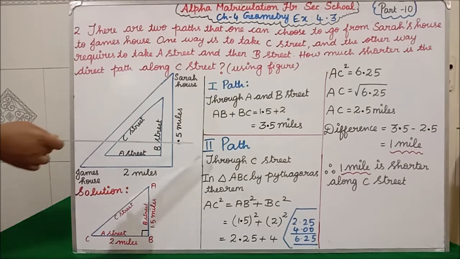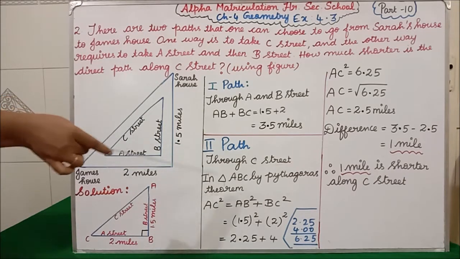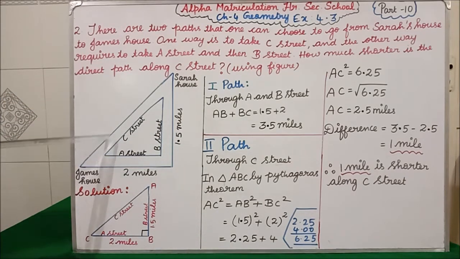Now we go for the second path. Through C street, only the same straight line we are traveling. That means I am taking this right angle triangle. See, I have drawn a 90 degree, and opposite to 90 degree this side is what? AC side is the hypotenuse side, which is the longest side. So through C street now we are traveling in the second path.